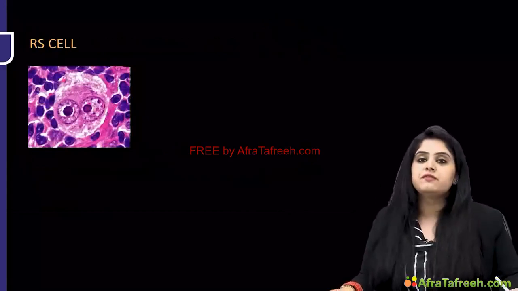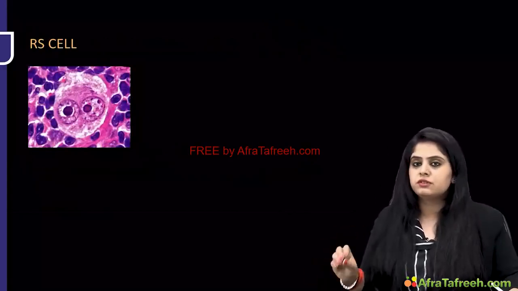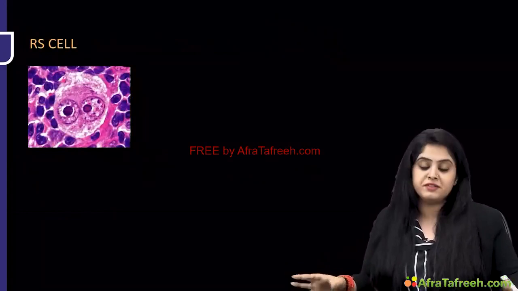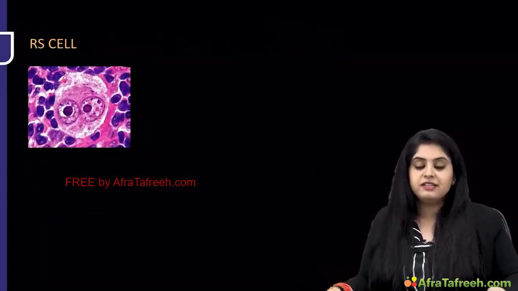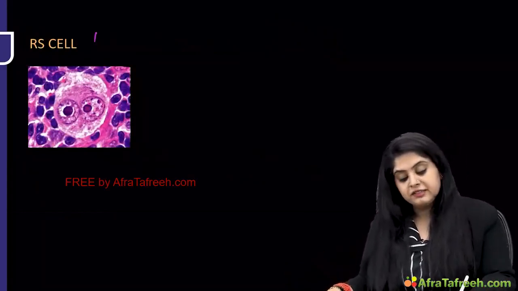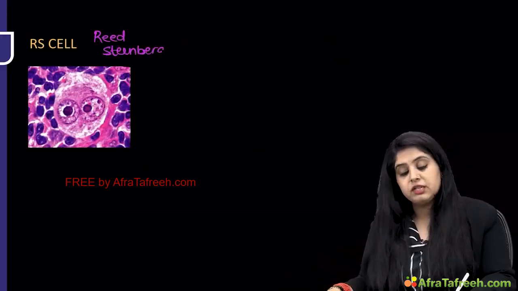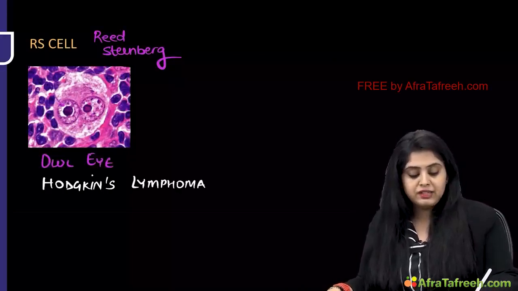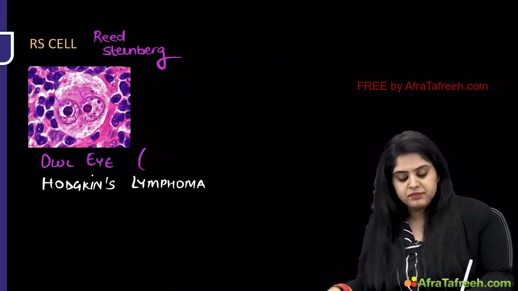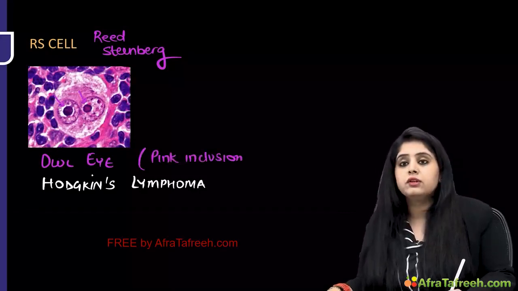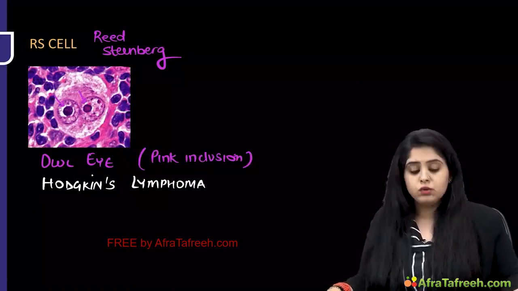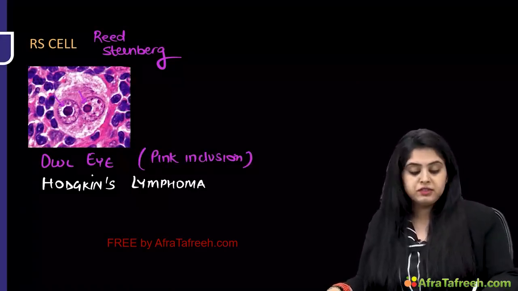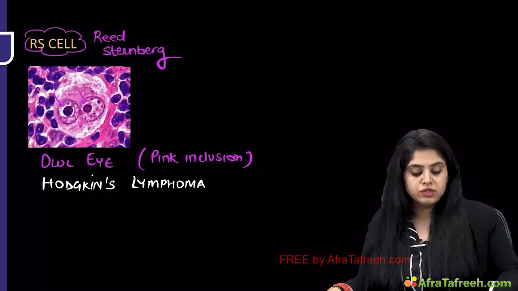Moving on to everyone's favorite, my favorite, teachers, students, examiners, everyone's favorite. The owl eye appearance, guys, the Reed-Sternberg cell. This is referred to as the Reed-Sternberg cell, and in which condition do you see it? You see it in a case of Hodgkin's lymphoma. So why did I say owl eye? You can see these two eyes. What is the color of the eyes? The color of the eyes is pink. So there's going to be a pink inclusion that is noted. This is the owl eye appearance, the Reed-Sternberg cell that you see in the case of Hodgkin's lymphoma.